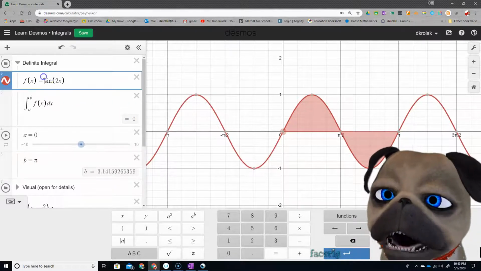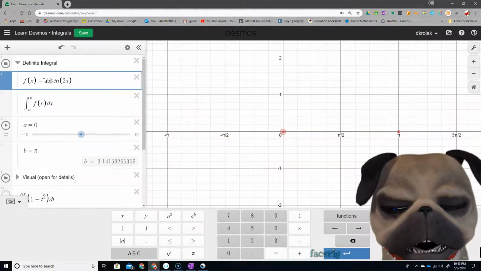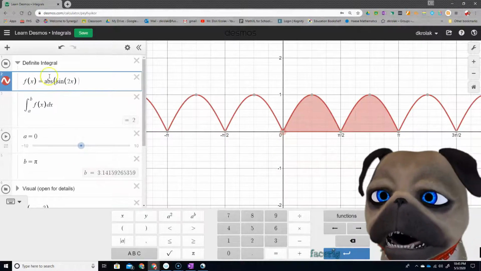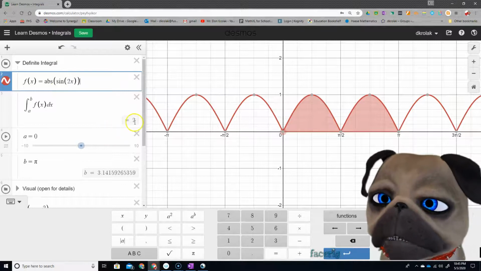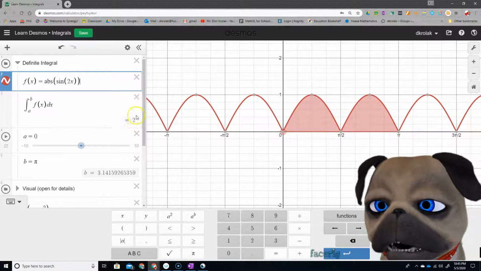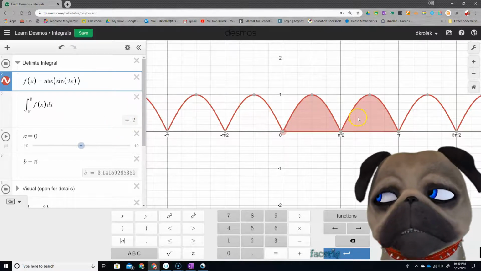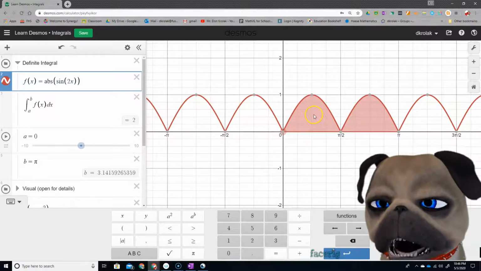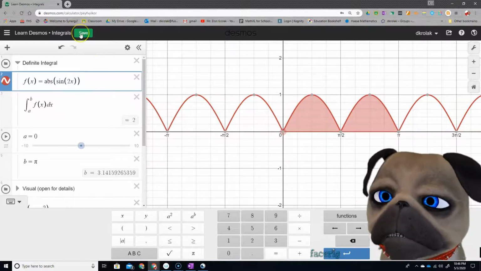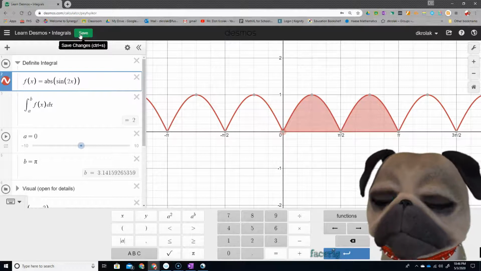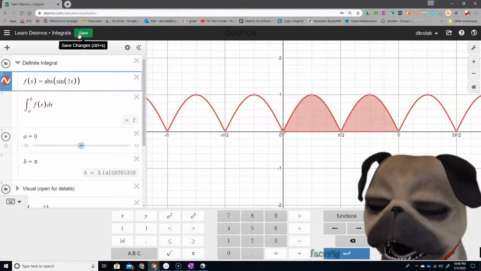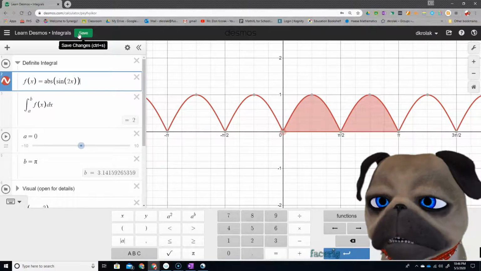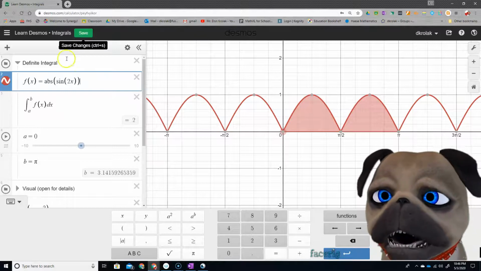All right. So like I said, if I ABS this, now you can see how the area changed from 0 to 2 because it's asking about area. When you calculate an integral, it's giving you the net area, which means if there's a negative portion, it's going to subtract it from the positive portion.